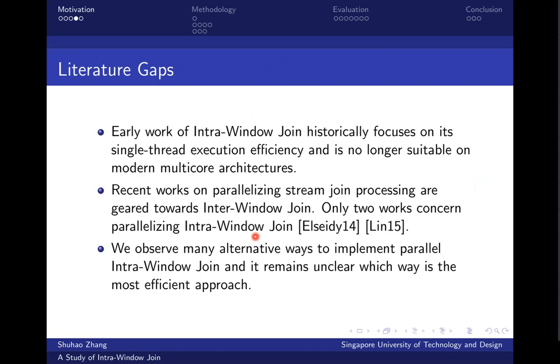Early work on intra-window join historically focused on single-threaded execution efficiency and is no longer suitable for modern multicore architectures. Recent works on parallelizing stream join processing are geared towards inter-window join. Only two works concern parallelizing intra-window join operation. We observe that there are actually many alternative ways to implement parallel intra-window join, and it remains unclear which way is the most efficient approach.